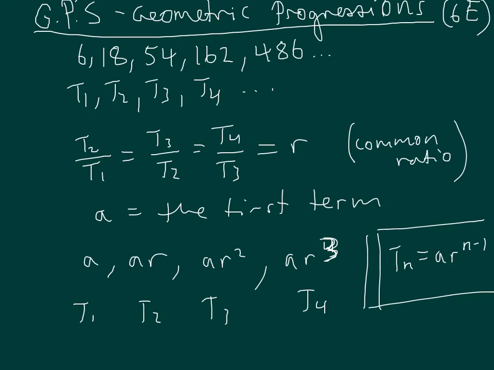Okay, it's time to do some questions. Let's start with 6E. We'll start with question 1A. Question 1A says, find the first 4 terms and the formula for the nth term of the GP with A equals 1 and R equals 3.